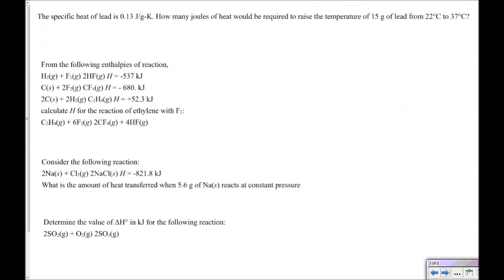Okay, first one, the specific heat of lead is 0.13 joules over gram Kelvin. Remember that little dash just means joules over gram and Kelvin, it's not subtract. How many joules of heat would be required to raise the temperature of 15 grams of lead from 22 to 33 degrees Celsius? Right away, I see delta T. So I know this is going to be one of those Q equals MC delta T situations.